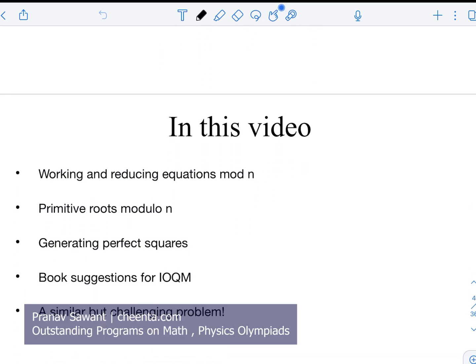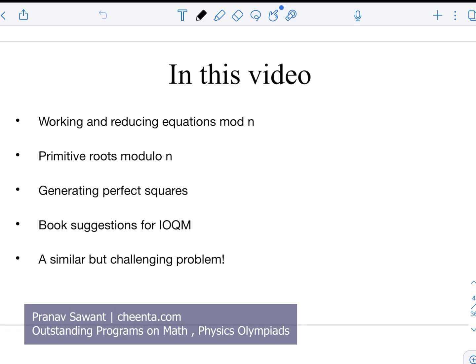In this video, we are going to be learning how working with and reducing equations mod n works, how taking mod n works and what the intuition is behind reducing an equation mod n. Then we're also going to have a look at primitive roots modulo n. We're also going to look at generating perfect squares, and we're going to look at book suggestions for the IOQM. And at the end, we have a similar but challenging problem.